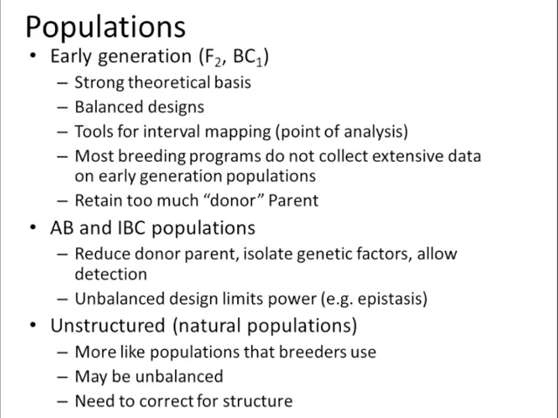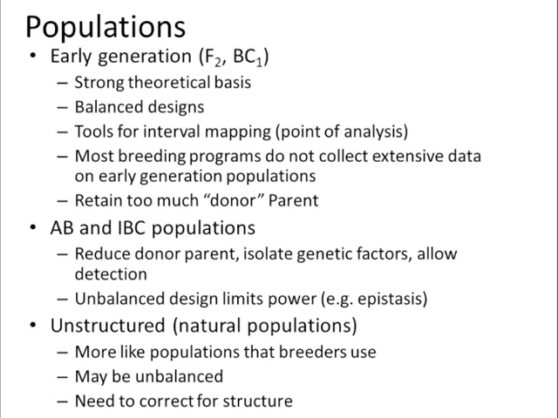The problem from a breeding perspective is that most breeding programs don't collect extensive data in those early generation populations. So in a tomato breeding population, it would be extremely rare to collect a lot of data on individual plants in that first generation. And the other thing is that these standard populations often retain way too much donor parent. This is particularly a problem with introgression. And I know that there's at least a couple of people at this meeting that are doing introgression work to bring new resistance into potato.